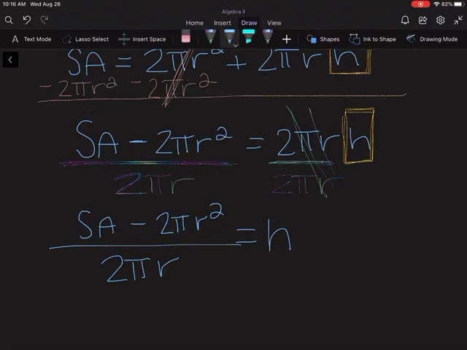Okay, I think I'm going to give you a small bit of homework that you'll be able to work in class on. Basically just solving equations and solving formulas.